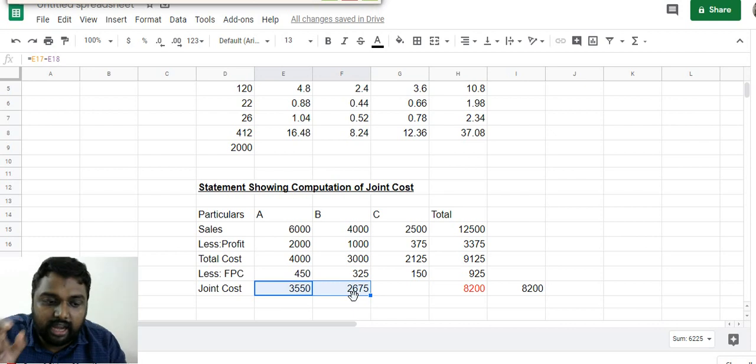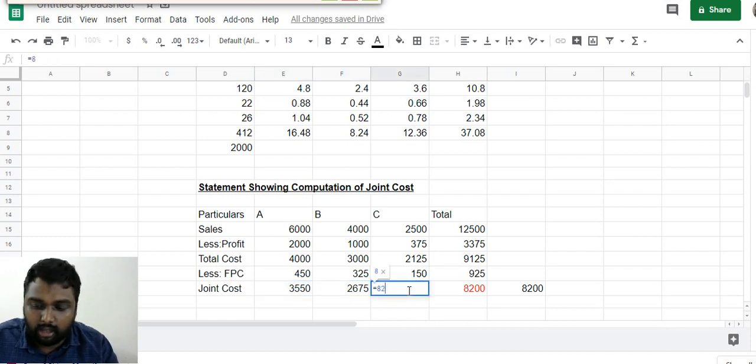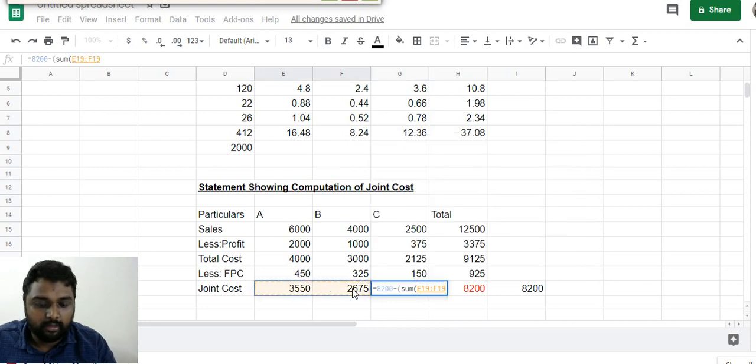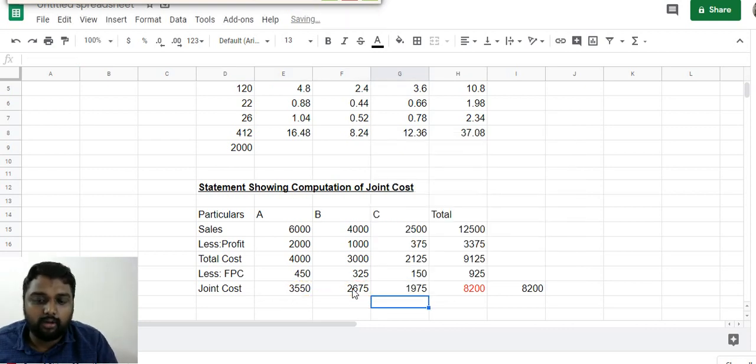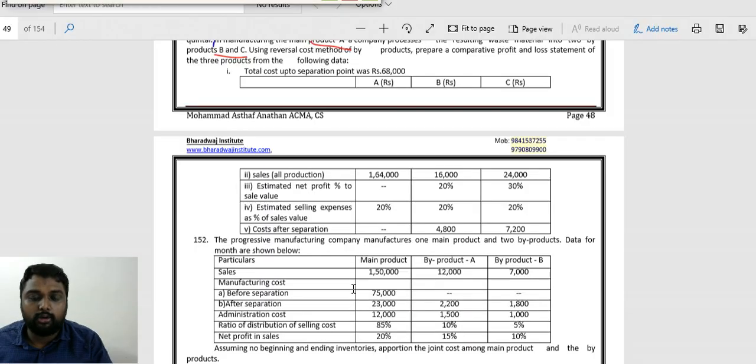That means the total we know is 8,200. A and B we know, so we can take the sum total. The balancing figure is C. So C will be 8,200 minus the sum total of these two items. Are you clear? That will be exactly the same answer. Any doubt, please ask. Got it? So this only we are going to approach in this question also.